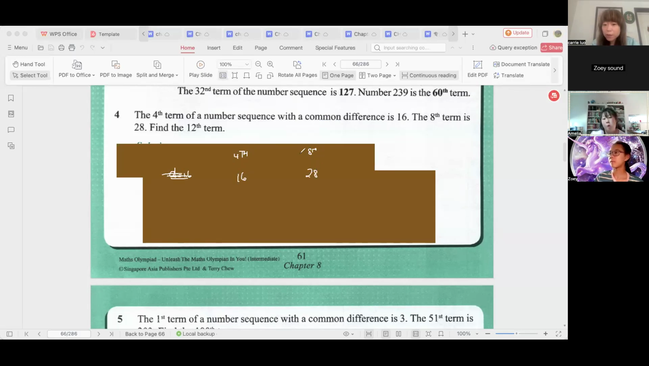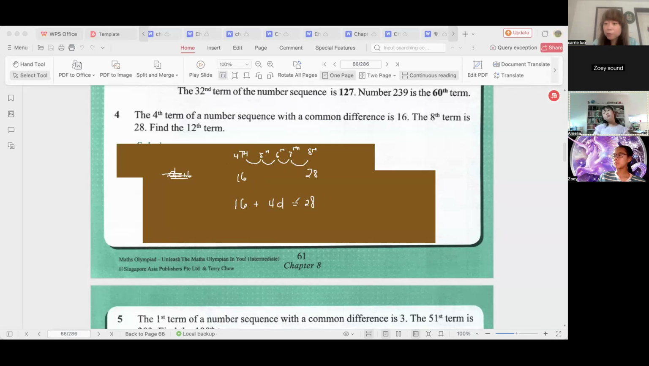So how do we do it? Zoe, let me ask you, how many numbers are between the fourth term and the eighth term? They are fifth, sixth, and seventh, correct? So if we have fourth, fifth, sixth, seventh, and eighth, let me see how many differences there are. 1, 2, 3, and 4. Correct? So that means from 16, I need to add 4 common differences in order to get to 28.